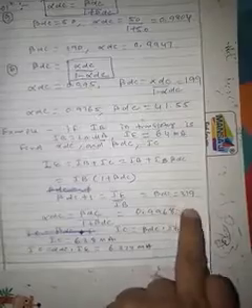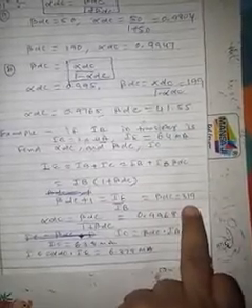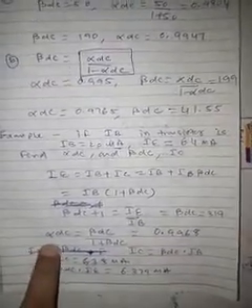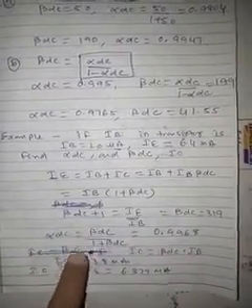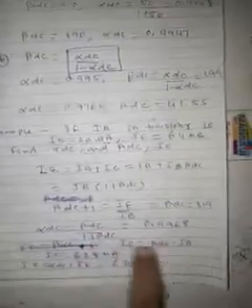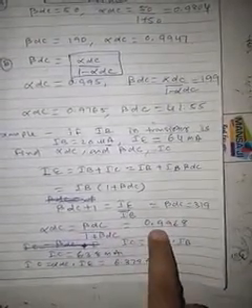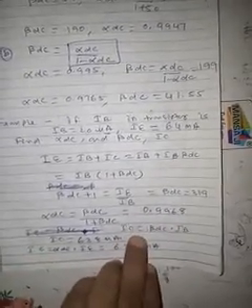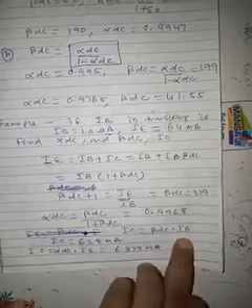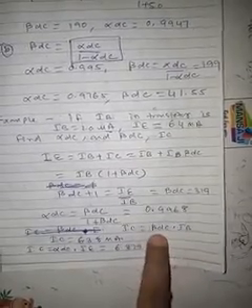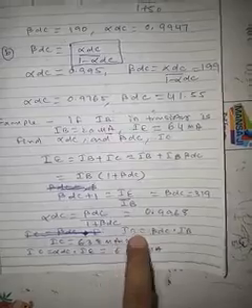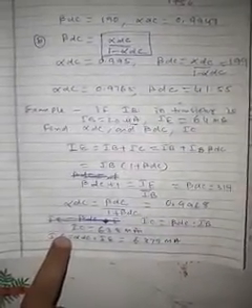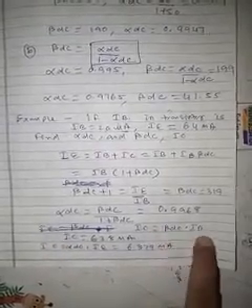So there we will get beta DC as 319. Next, alpha DC equals beta DC divided by 1 plus beta DC. Put the value of beta DC here, you will get 0.9968. IC is equal to beta DC into IB. We already know beta DC is equal to IC divided by IB, so from that we are getting this. So for IC, put here the beta DC and IB.